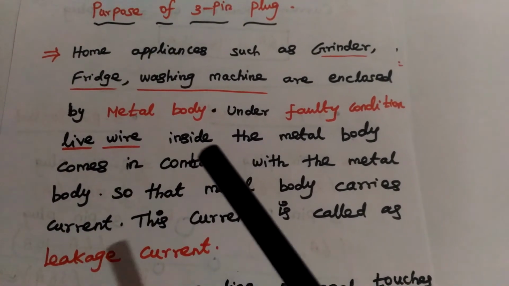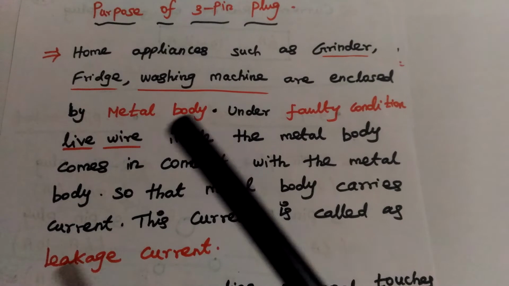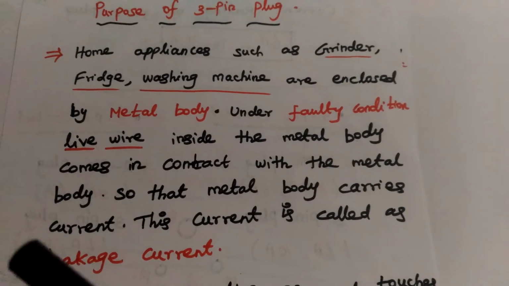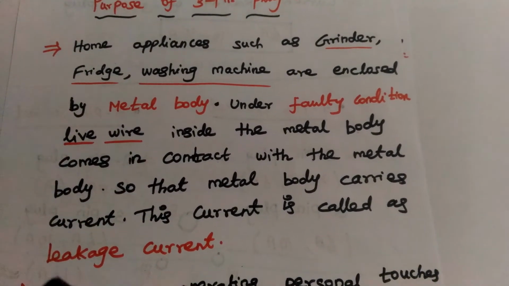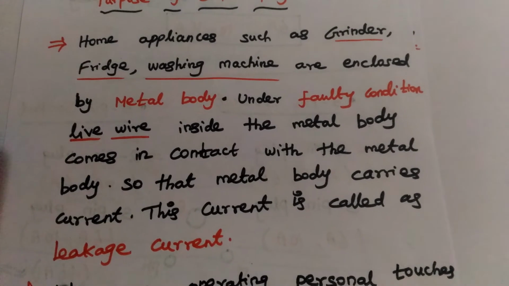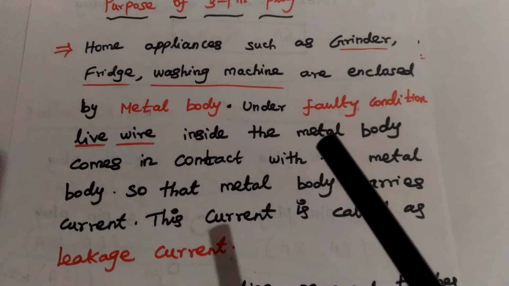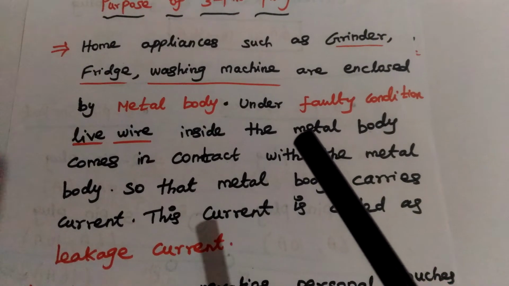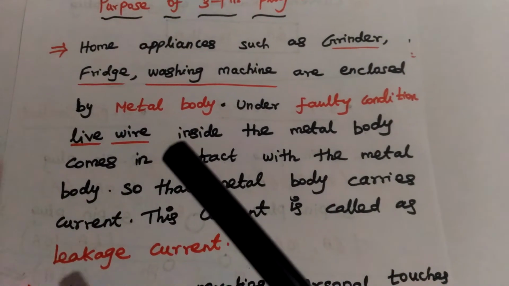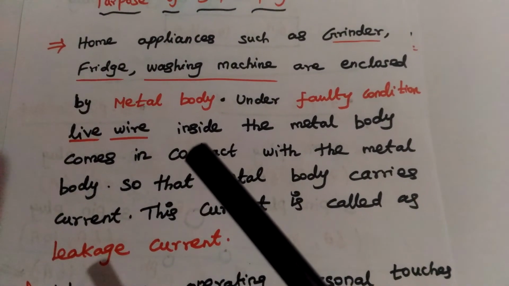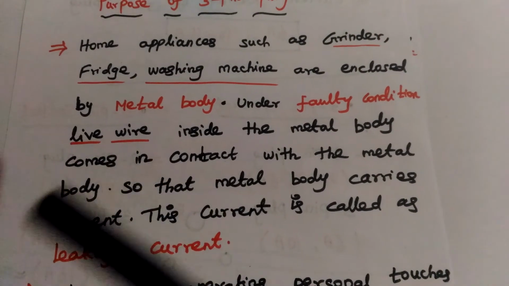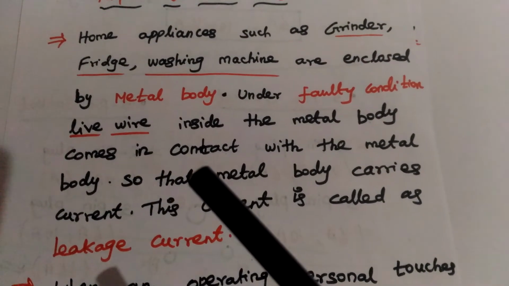So that current in the phase wire is passed on that particular metal body also. That current is called the leakage current. Under abnormal conditions, the current in the internal circuit also passes through the metal body of the equipment. So that current on the metal body is called the leakage current.